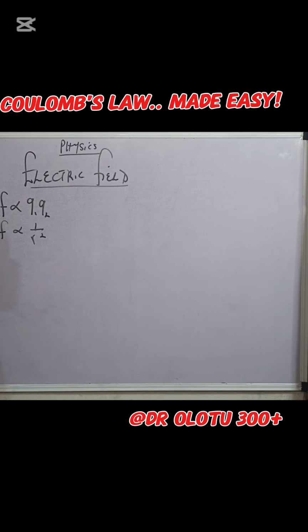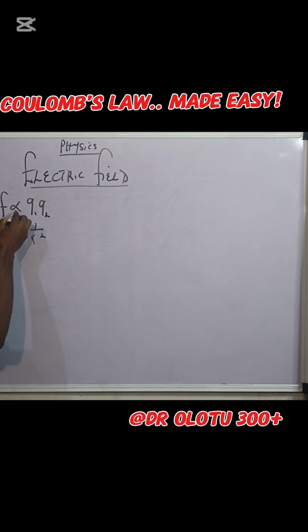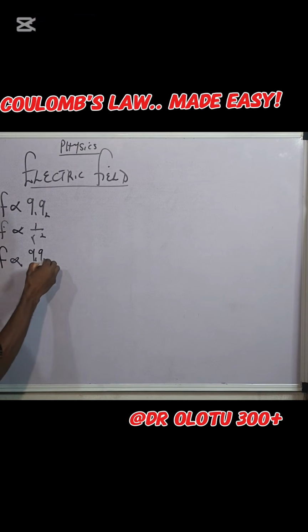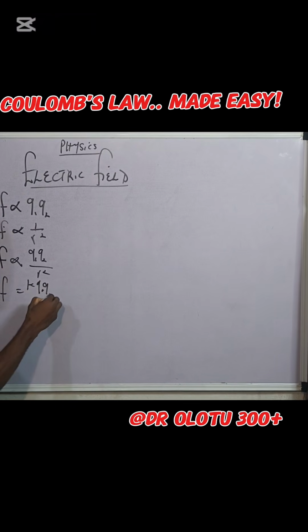Now, when we merge these expressions together, we can now see F, this symbol represents proportionality, Q1 Q2 over R squared. All right, this is not a formula, it's a mathematical expression of what Coulomb told us. If you're going to change this now to an equation, we'll say F therefore is equal to K Q1 Q2 over R squared.